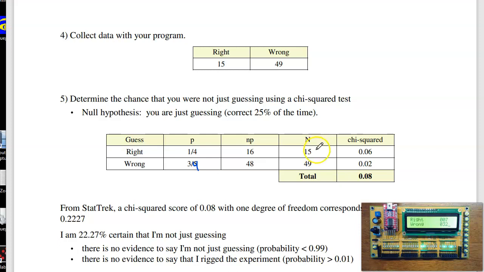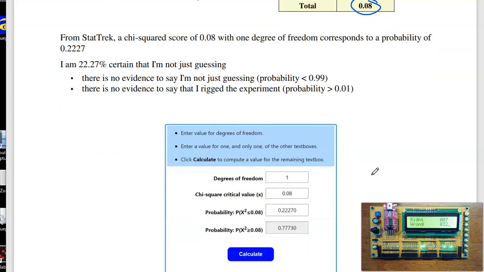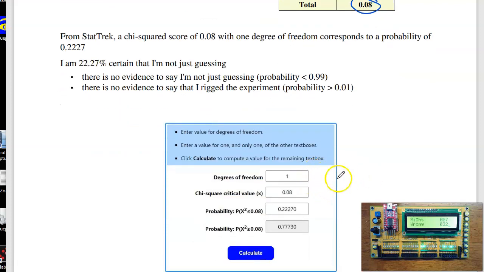How many times I actually was right and wrong? Take the difference squared, divide by expected value, add them all up. The chi-squared critical value is 0.08. Well, to convert that to a probability, go to StatTrek. I've got 1 degree of freedom, only 2 bins. My chi-squared critical value is 0.08. That corresponds to a probability of 22%.